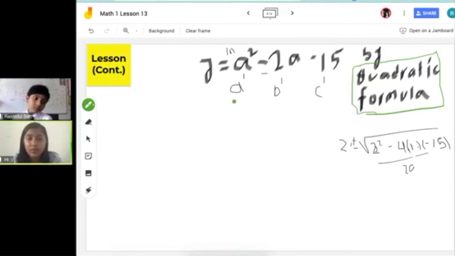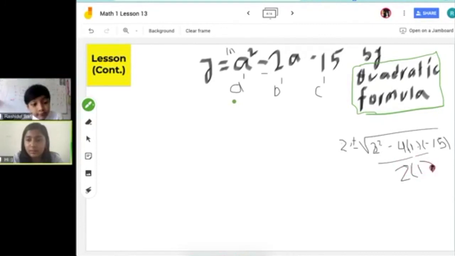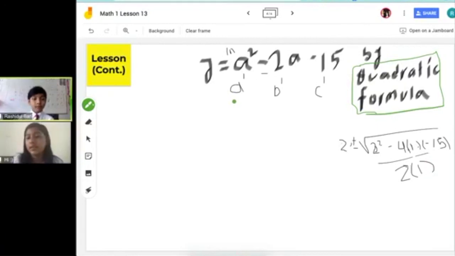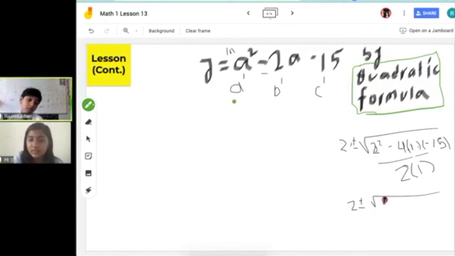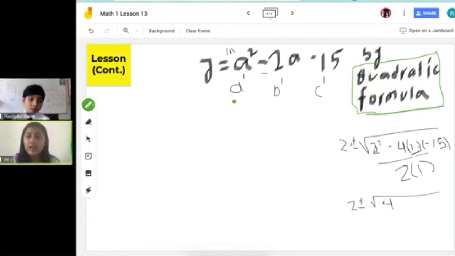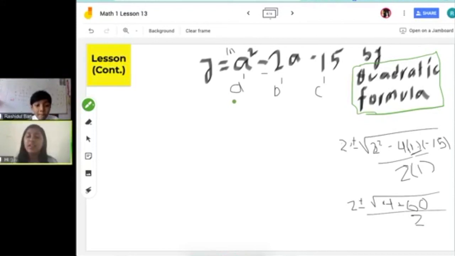Okay, since we also know that, so that's negative 2 plus or minus the square root of 2 squared, which is 4, minus 4 times 1 times negative 15. 1 times negative 15 gives you negative 15, times negative 4 gives you 60. So that gives you 60. Now, let's add 60 and 4. That will give you 64.